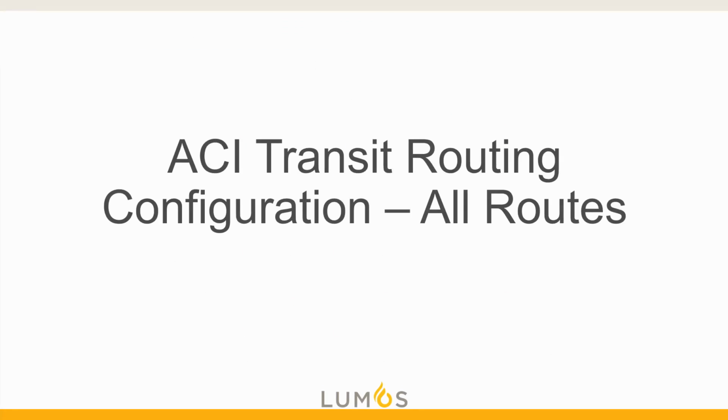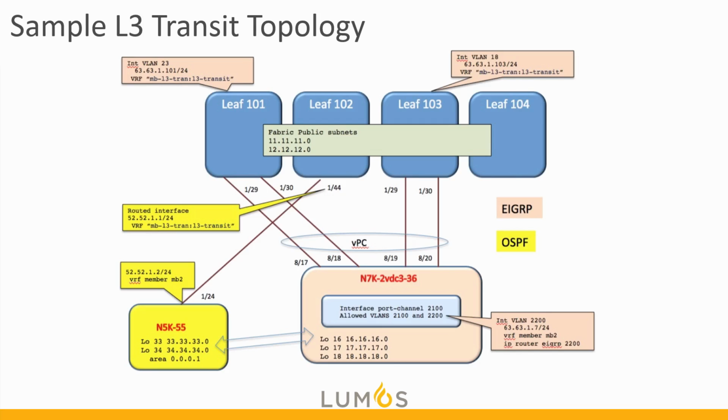So now let's take a look at ACI transit routing and how to configure this to allow all routes that we are learning in or back outside of the fabric to another peering. So here's our sample layer 3 transit topology. We have 4 leafs, leaf 1, 2, 3, and 4, or 101, 102, 103, and 104. I'll just call them 1, 2, 3, and 4 to keep it a little simpler.